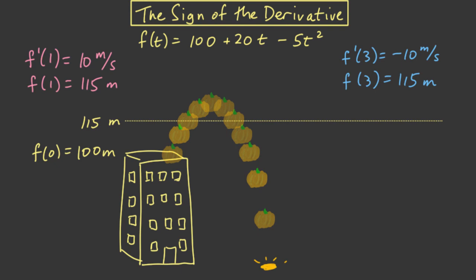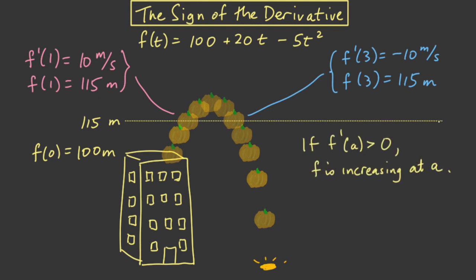So f prime of 1 is positive because it's measuring the instantaneous velocity when the pumpkin is moving upwards, or in other words, the height, f, is increasing. Whereas f prime of 3 is negative because it's measuring an instantaneous velocity at a time when f is decreasing. The height is going down. So the sign of a derivative tells us the direction in which the function is changing. If f prime of a is positive, then f is increasing at that point. And if f prime of a is negative, then f is decreasing at that point.